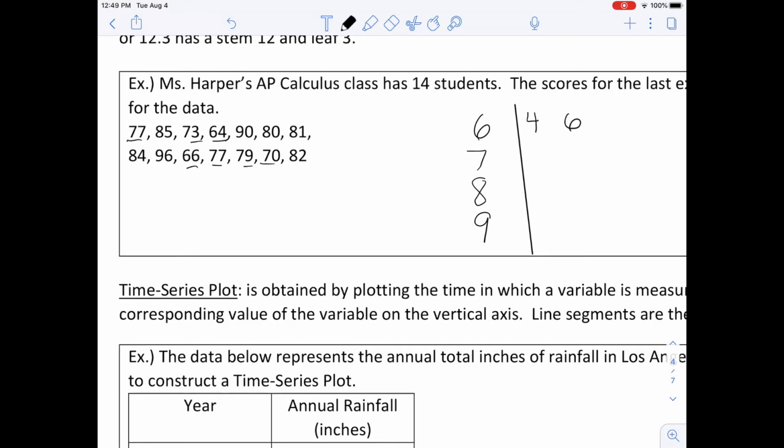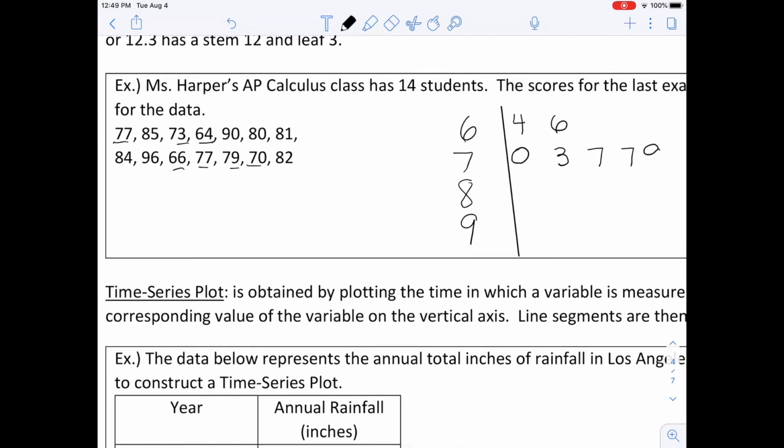So the first one that we have is a 70, so I'm going to put a 0. Then we have a 73. Then we have 77, 77, and 79. So I have 2 7s. And then a 79. So I'll put a 9 here.